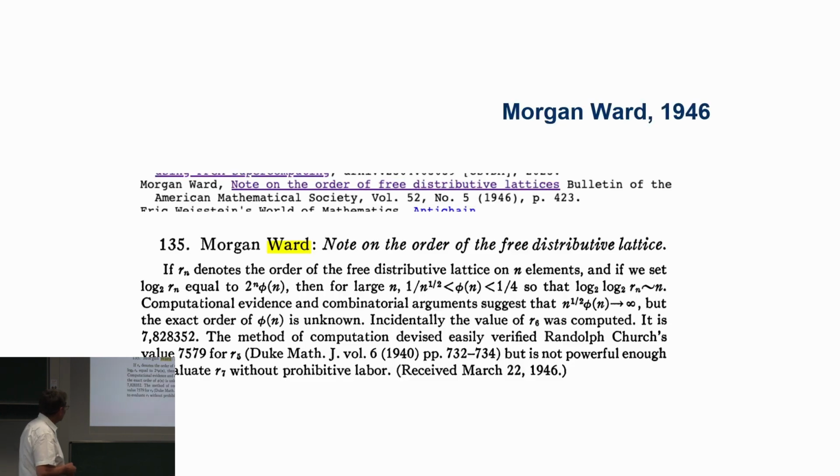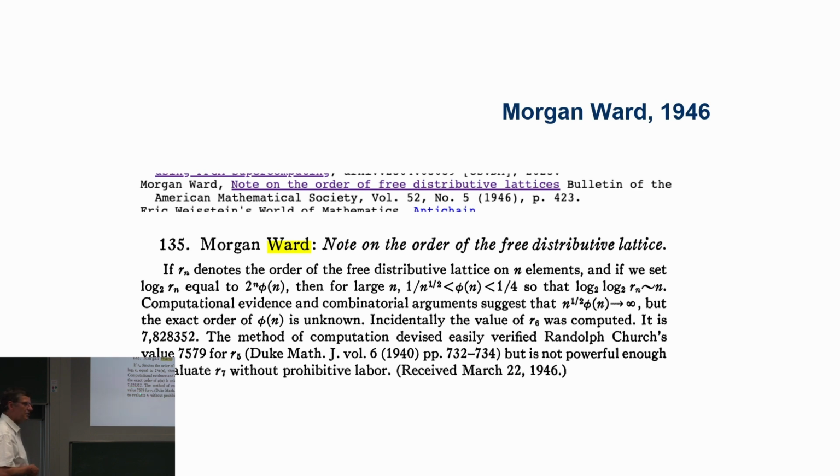And a little bit later, in 1946, and I'm sure a computer was used in this case, there was this note on the free distributive lattice, which is becoming the terminology that we know today. And he says, I've done the 6th one. This is the number.